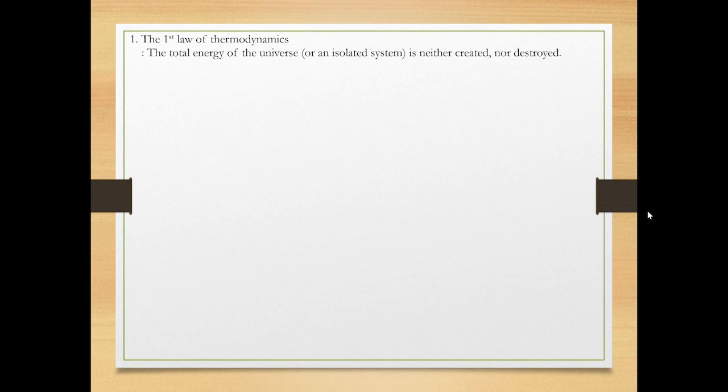The first law of thermodynamics states that the total energy of the universe, or an isolated system, cannot be created nor destroyed. This can be written as a mathematical equation, delta U equals Q plus W. Capital U represents the internal energy of the system. The internal energy is the total kinetic and potential energy of the constituents of the system, like atoms, ions, or molecules. Internal energy is a state function.